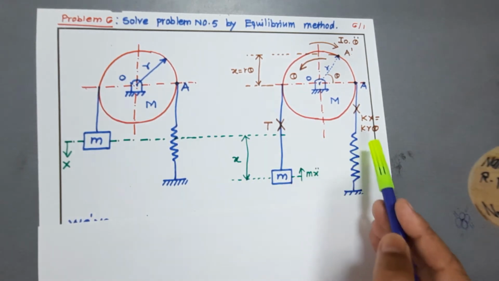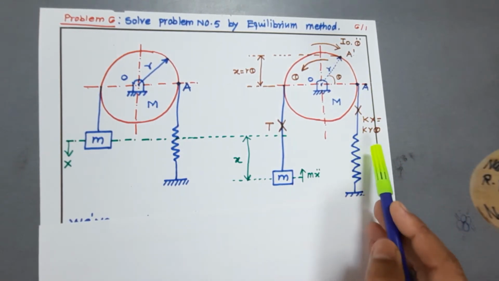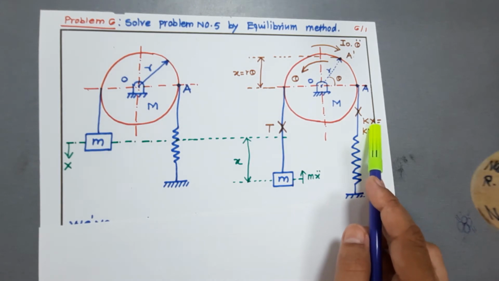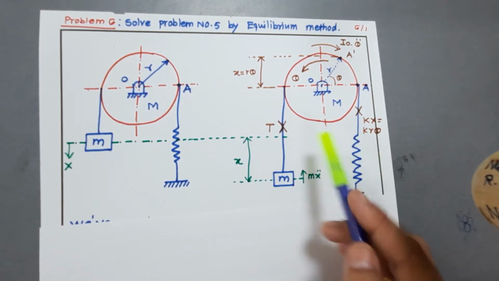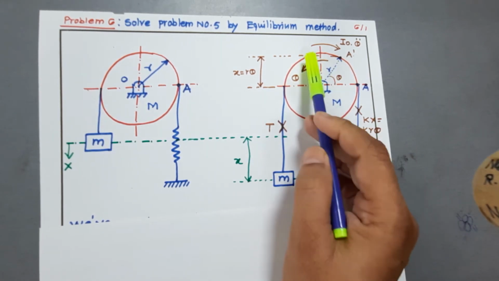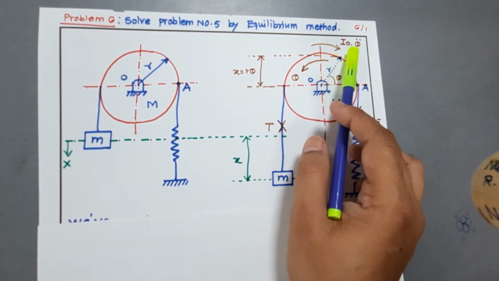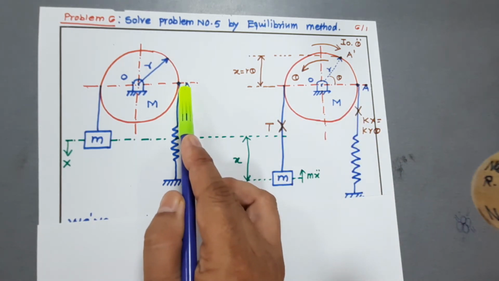Here kx is the displacement in the spring zone. We have the formula x is equal to r theta, so kx is equal to k r theta. As the pulley rotates in the anticlockwise direction, the inertia torque of the pulley acts in the clockwise direction by an amount of I0 theta double dot. The initial position is A.